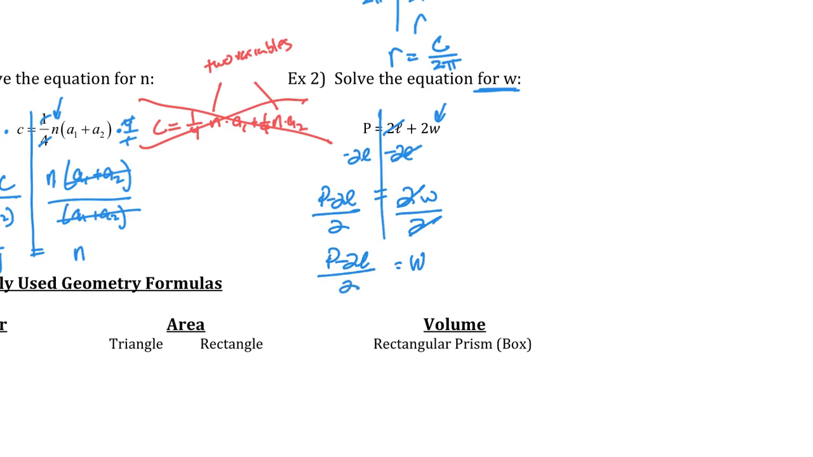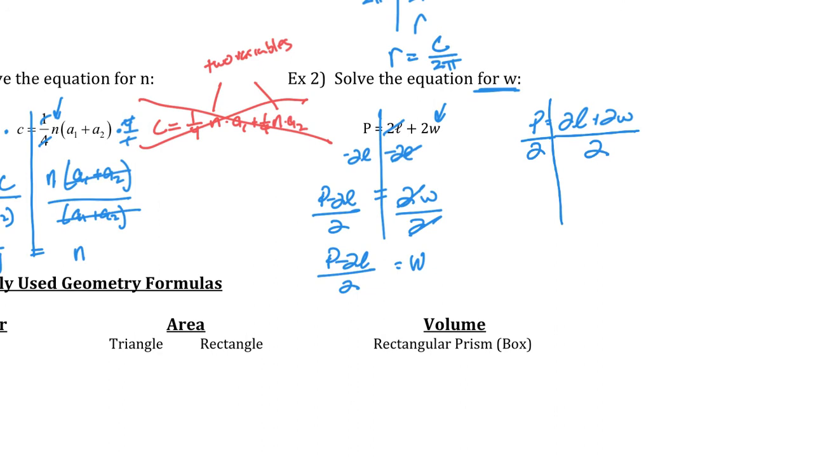Now, say I didn't want to get rid of the 2L first. Say I wanted to get rid of this 2 first. We can do that. Here's how that would look. So we start with P equals 2L plus 2W. This 2 that we want to get rid of right here is attached through multiplication. The inverse of multiplication is division. So we're going to divide this whole side by 2 and this side by 2.